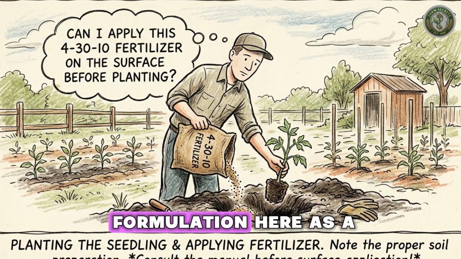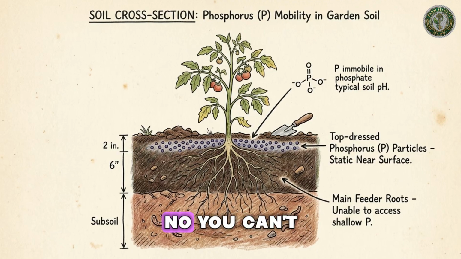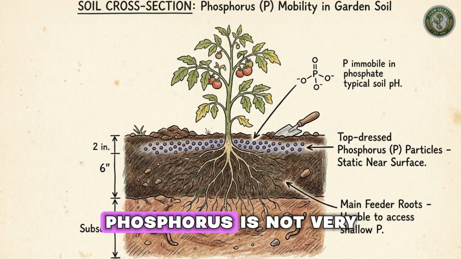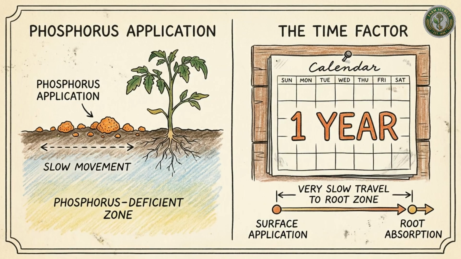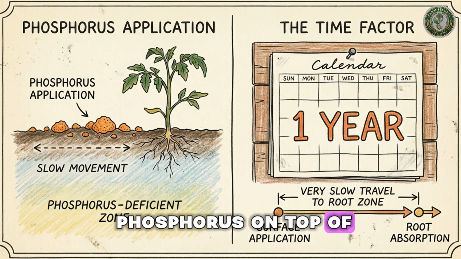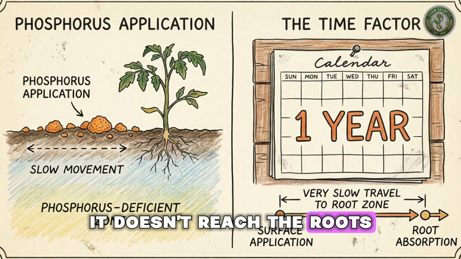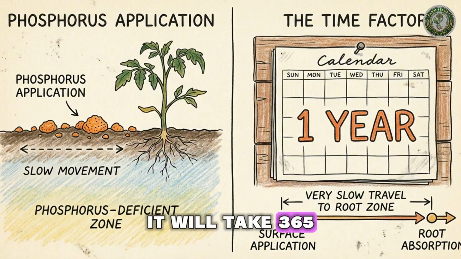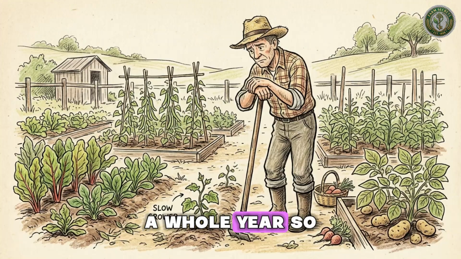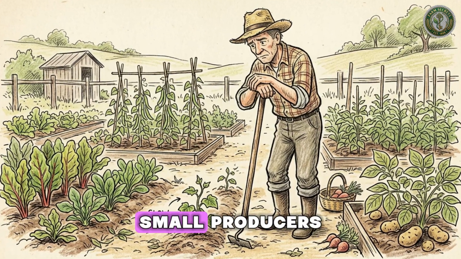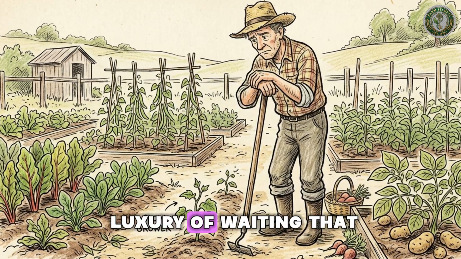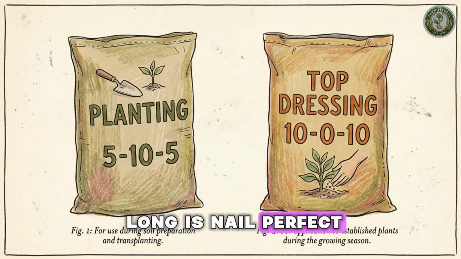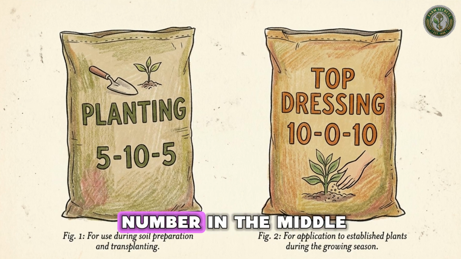Can I use this formulation as a top dressing? No, you can't. Phosphorus is not very mobile in the soil. So when you throw phosphorus on top of the soil, it doesn't reach the roots. It will take 365 days to reach the roots, a whole year. So we small producers don't have the luxury of waiting that long. Perfect. Planting fertilizer has a number in the middle.